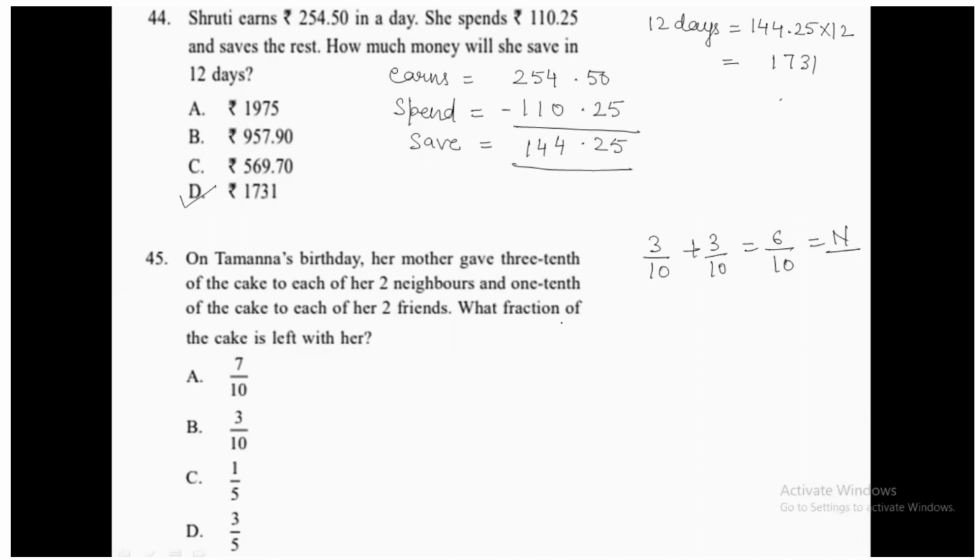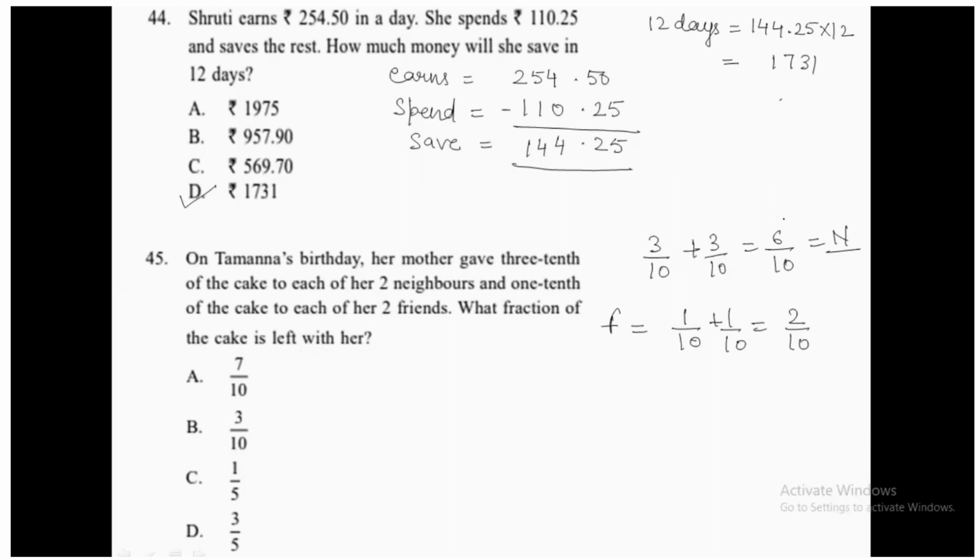Okay, now after that she gave 1/10 of the cake to each of her two friends. Which means how much she is giving to her friends, 1/10 to two friends. So we will add them, we are getting 2/10. Now what fraction of the cake is left with her?